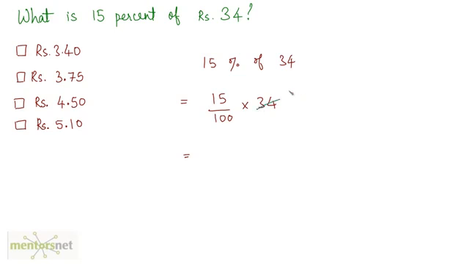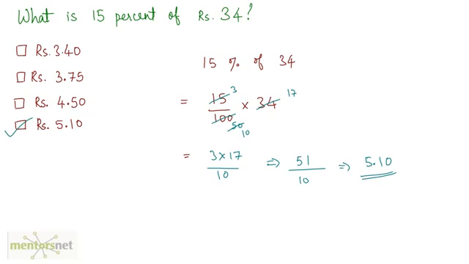2 times 17 is 34 and 2 times 50 is 100. Now 5 times 10 is 50 and 5 times 3 is 15. So 3 times 17 by 10. Let's write it. 3 times 17 by 10. 17 times 3 gives you 51. 51 upon 10, and that is equals to 5.1. So rupees 5.10 is the correct answer.